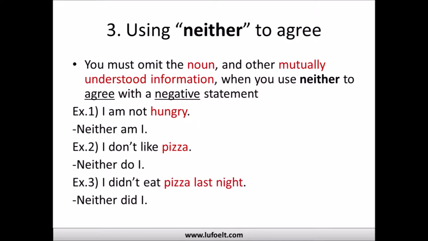And with the third example, I didn't eat pizza last night. Just say, neither did I. You don't have to talk about pizza. You don't have to talk about last night. All right? So that's how you use neither to agree with a negative statement in a conversation.